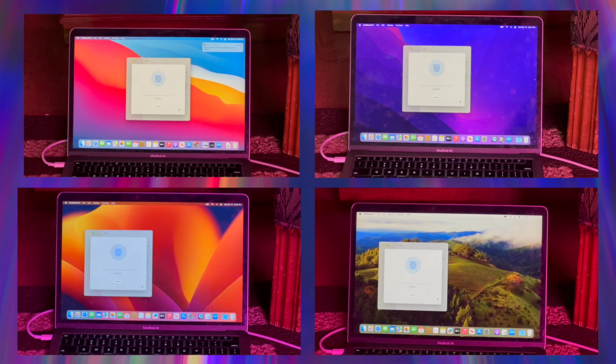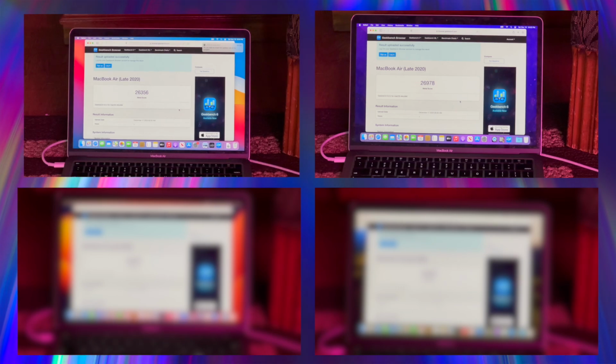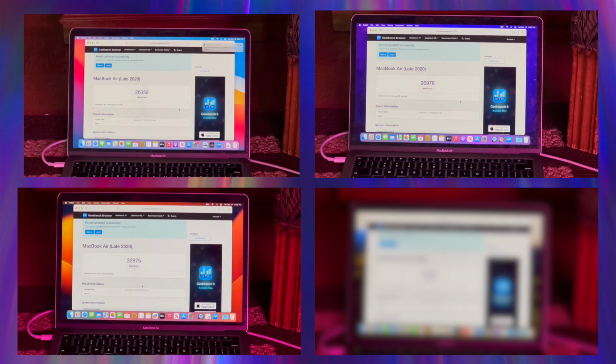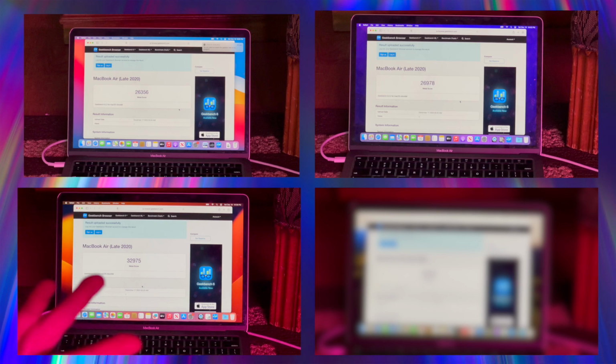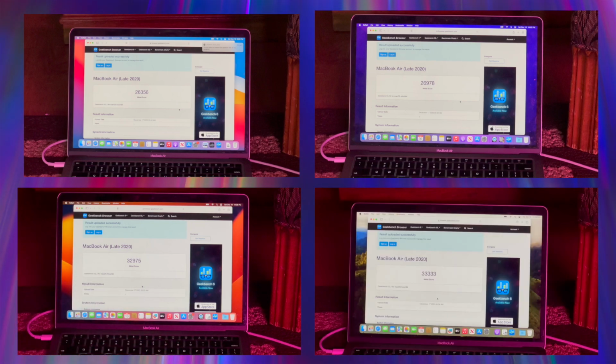Next up is the GPU benchmark for Metal. Big Sur was 4th place with a score of 26,000. Same with Monterey with 3rd place, but Ventura is very interesting. It had a huge jump of 32,000. I was so confused on how it had that much higher of a score over Monterey. And Sonoma had 33,000, so it makes Sonoma 1st place here.